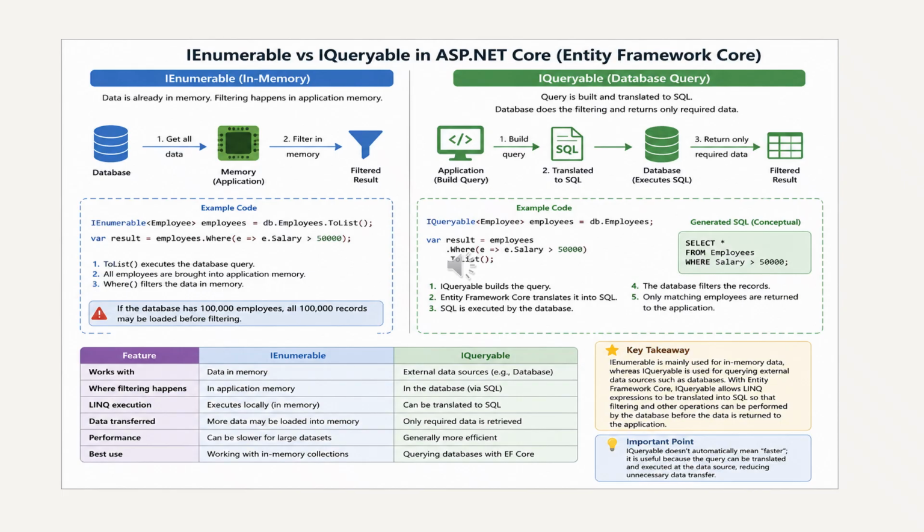In contrast, IQueryable allows the LINQ query to be built first and translated by Entity Framework Core into SQL, so the database performs the filtering and returns only the required records to the application. Therefore, IEnumerable is suitable for working with in-memory collections, while IQueryable is generally preferred when querying databases because it can reduce unnecessary data transfer and allow the database to perform the filtering.